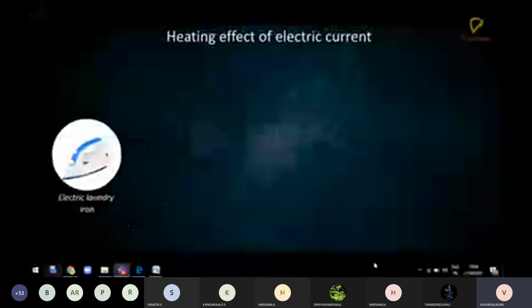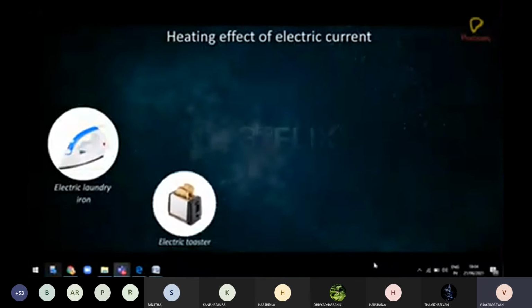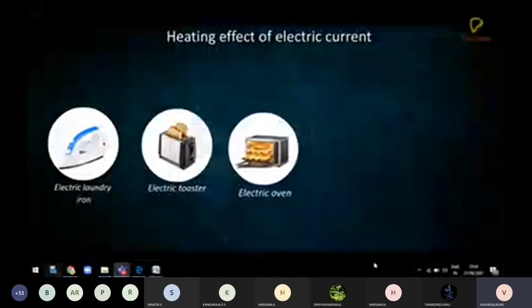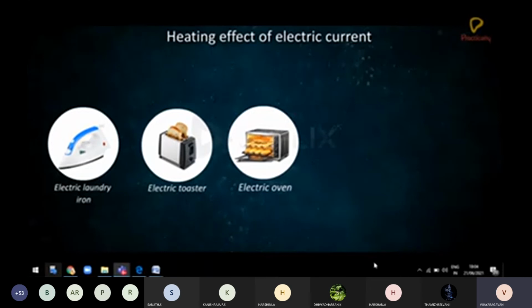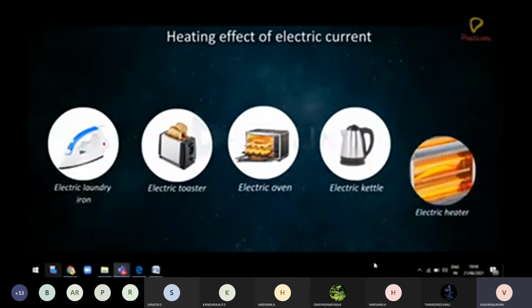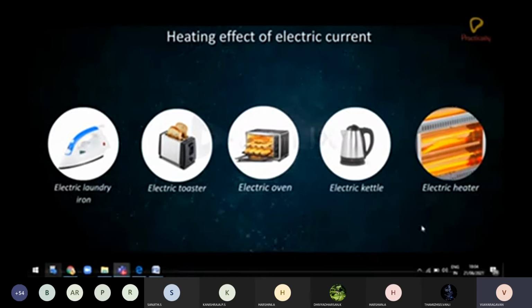such as electric laundry iron, electric toaster, electric oven, electric kettle, and electric heater.